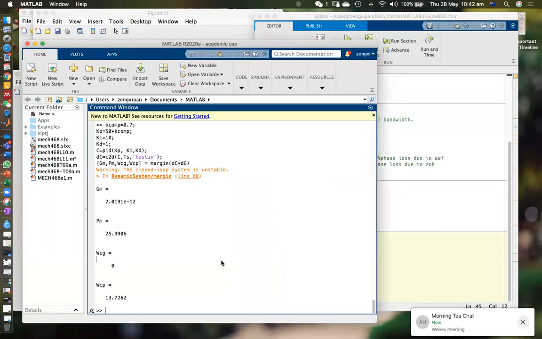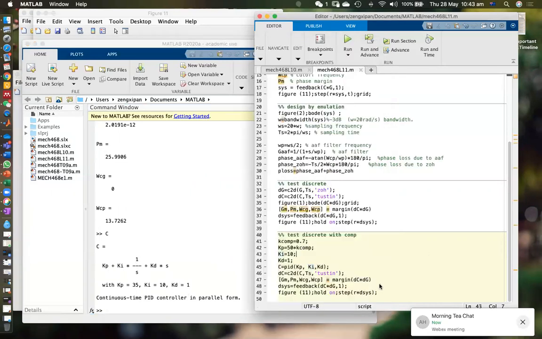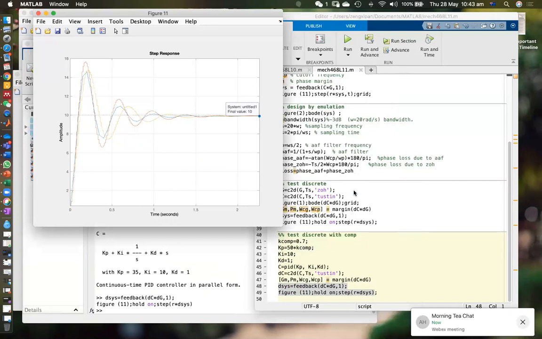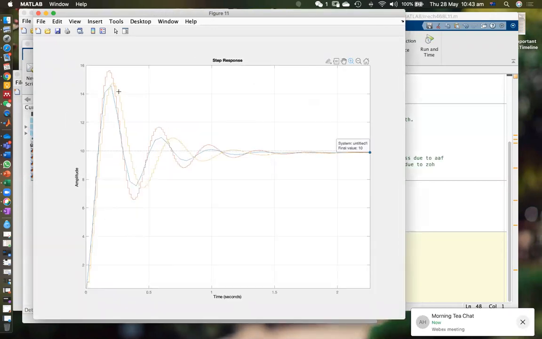So our new controller C here is something like that. Our KP is no longer 50. KI, KD is the same. KP is become 35. And then we look at the system step response. Okay, if you look at this new one, this yellow one, you see overshoot is the same as the continuous system. It's a little bit delayed, but it's the same stability.